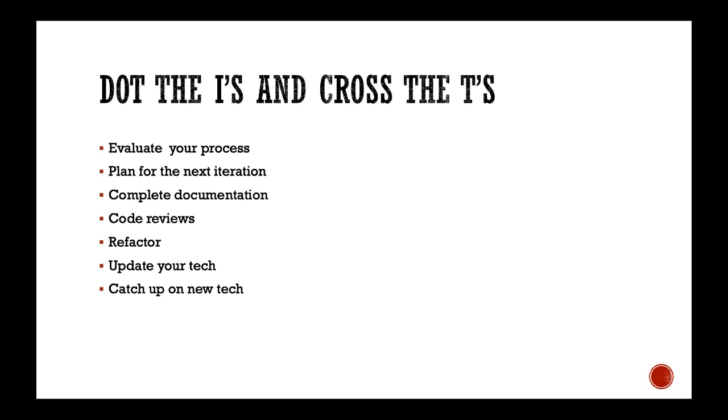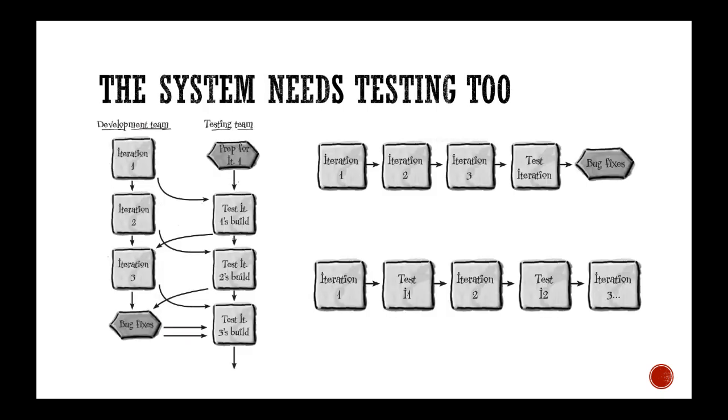In computer science, tech changes fast, and you should always be keeping up to date and looking into the newest, the latest, and the greatest, and keeping your skills up to date. So that's dot the I's and cross the T's. In addition, the system needs to be tested too. Just because developers have tested their code doesn't mean it's actually well tested.